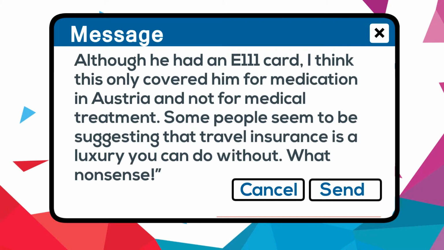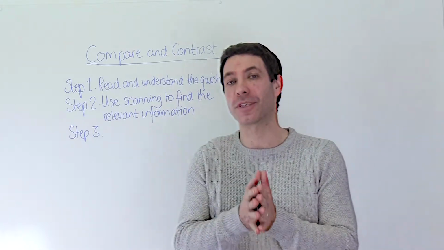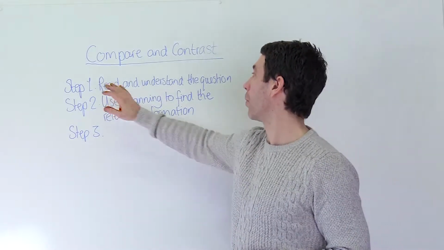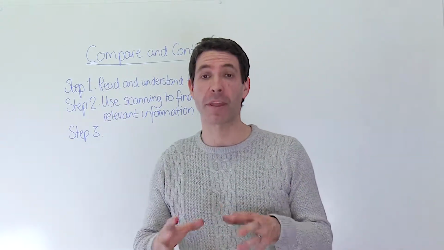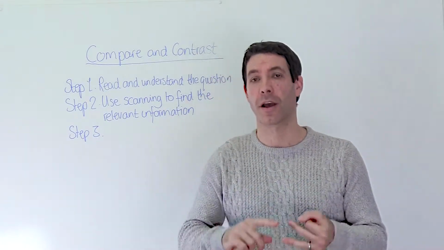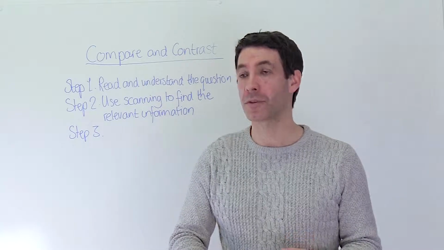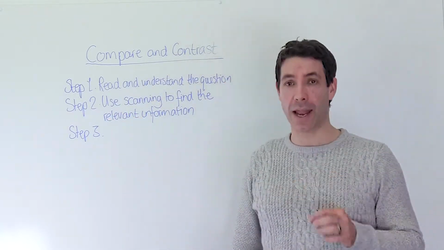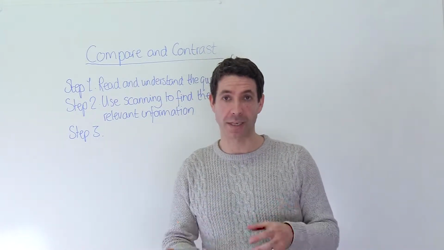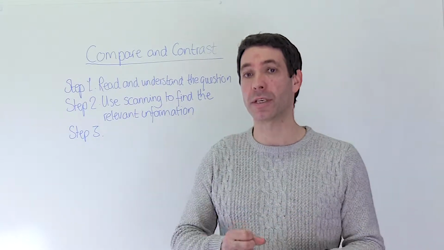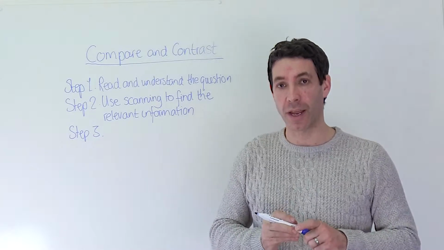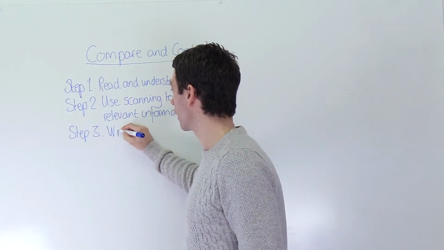What nonsense. Okay, so before we go to step 3, let's recap what we've covered so far. We have done step 1, read and understand the question. Remember, that was made up of 3 parts. What does compare and contrast mean? Whose opinions, and on what subject? We've also done step 2, use scanning to find the relevant information. We talked in step 2 about the 2 reading techniques, skimming and scanning, and we decided scanning would be the one we used. Now we're on to step number 3, and step number 3 is to write your answer.